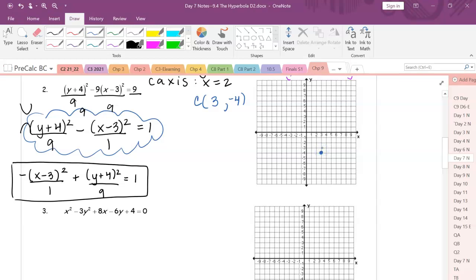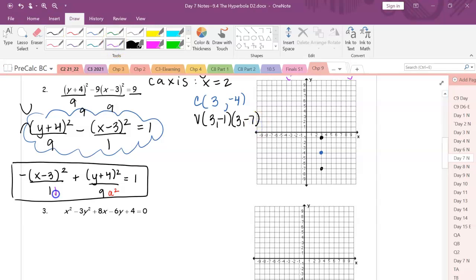All right, now we're going to go ahead and find our a value. Our a value is always the positive. So plus, this is our a squared value. So a is 3, and that means because the a is underneath the y, that I'm going 3 up and 3 down. Those are your vertices. So that's where the hyperbola is going to come off of, and that's at 3, -1, and 3, -7.